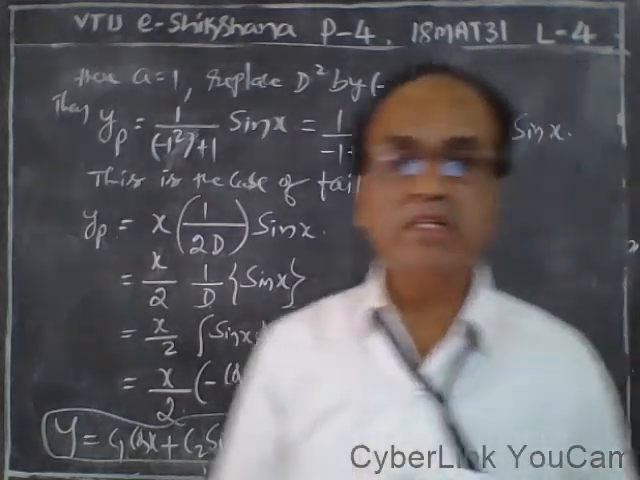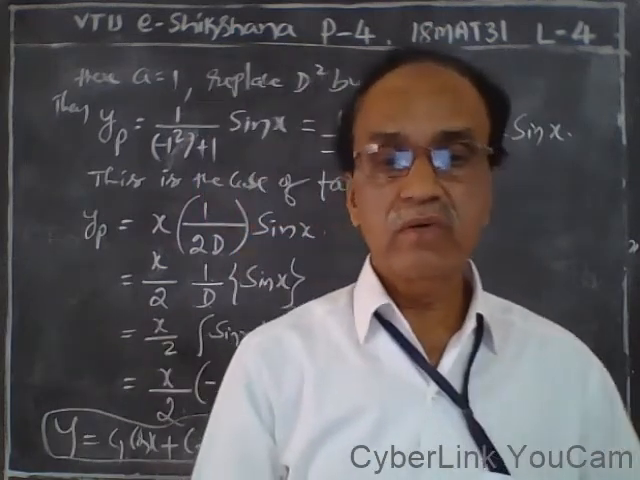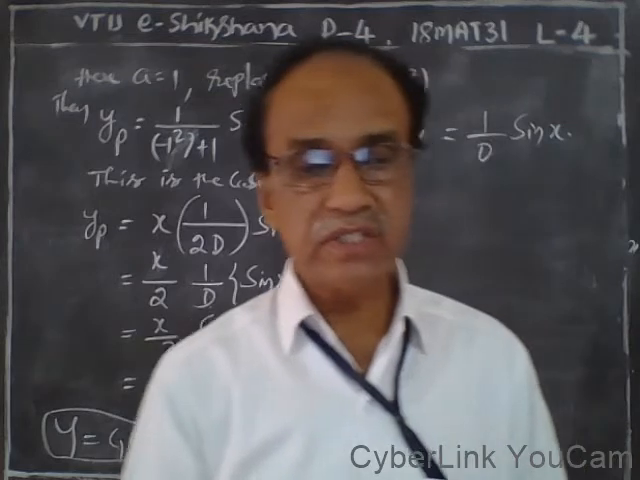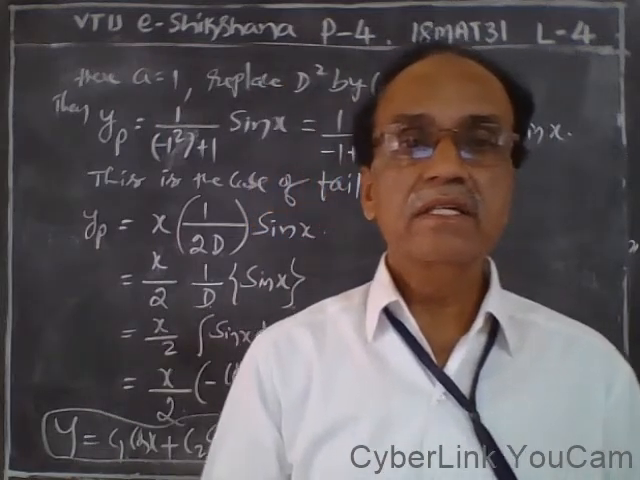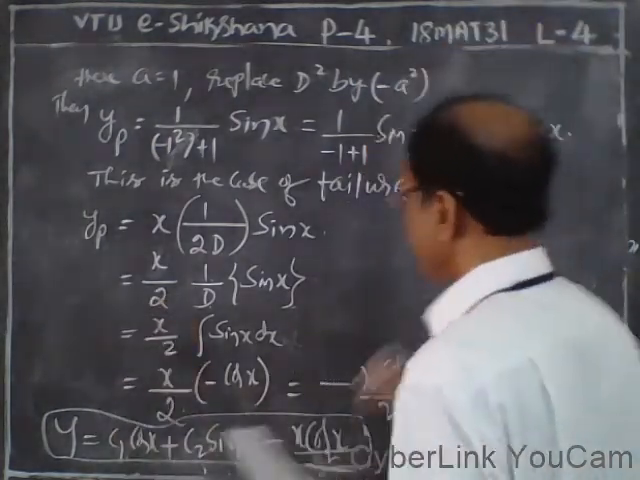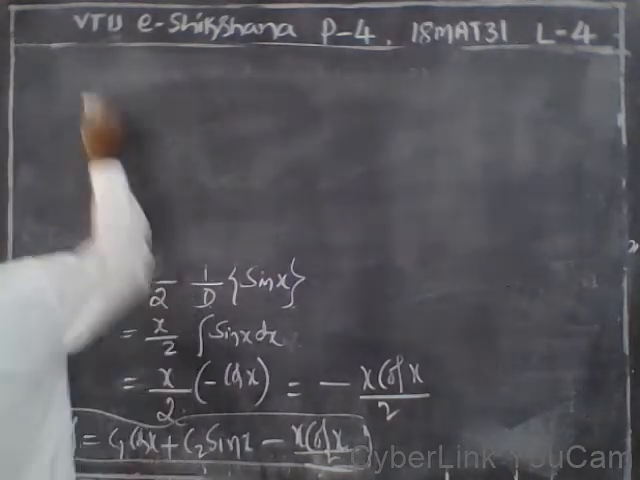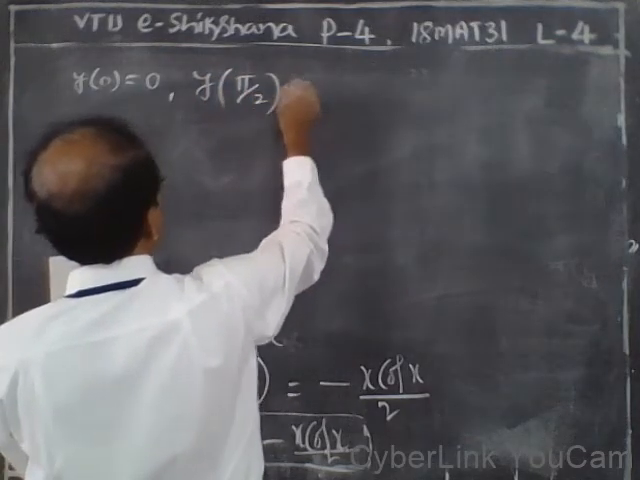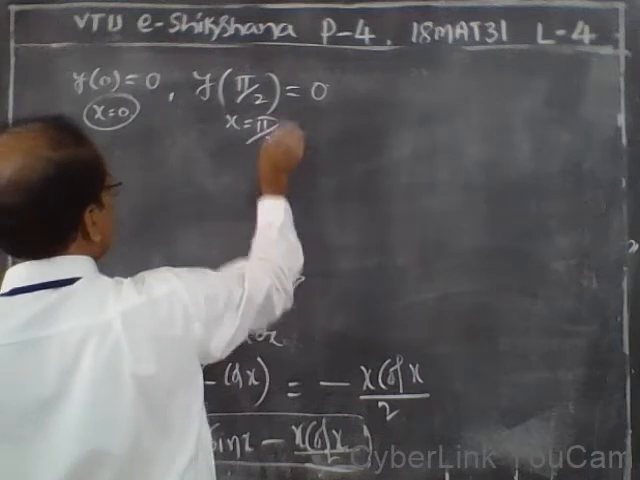There are initial conditions given, and we have to make use of those initial conditions, such that at x equal to 0, y equal to 0, and at x equal to pi by 2, y is equal to 0. There are two initial conditions. So using those two initial conditions, we have to calculate the values of c1 and c2 respectively, so that it becomes the complete solution. That means to calculate the complete solution we have to make use of the initial conditions. The given initial conditions are y(0) equal to 0 and y at pi by 2 is equal to 0. That means here x equal to 0, here x equal to pi by 2.